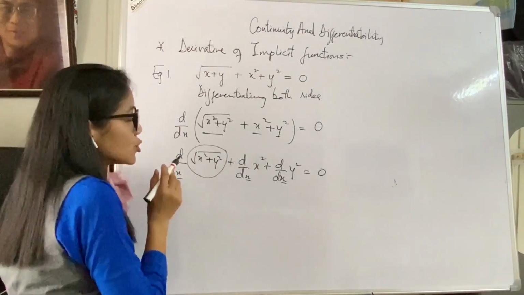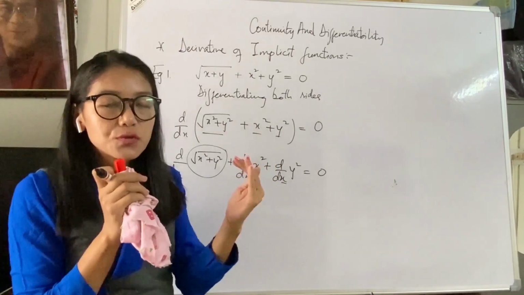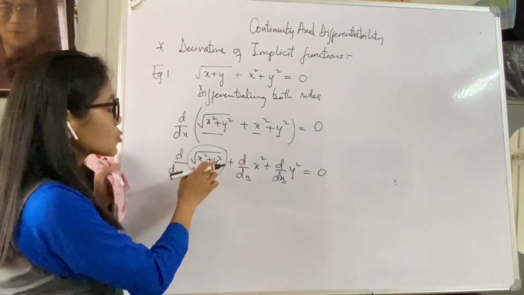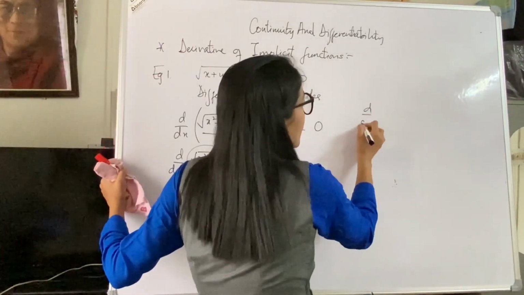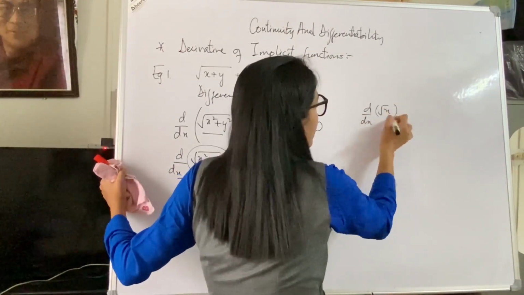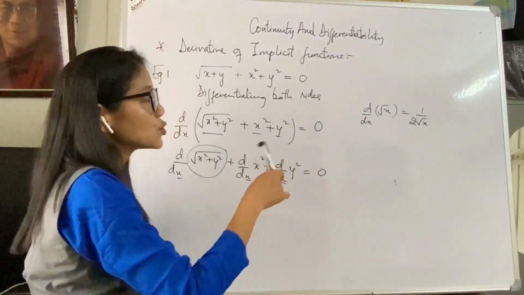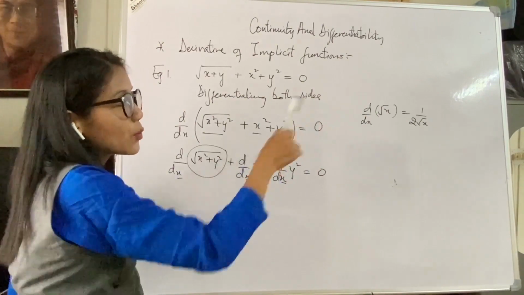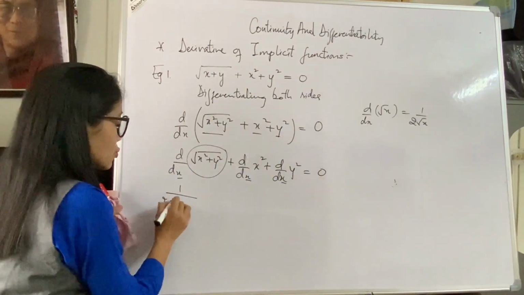So chain rule, what we do, we take it as a whole function first. Now this is a square root function, which first we will differentiate. Now we know that the derivative of square root of x is 1 upon 2 root x. You remember that we had derived that. So this is equal to 1 upon 2 root x.